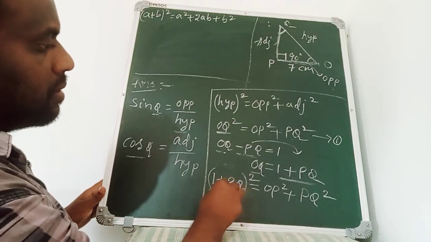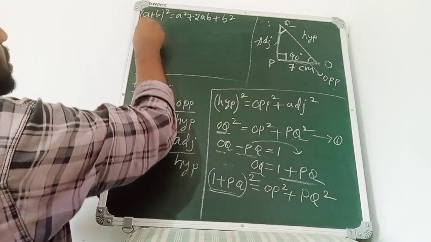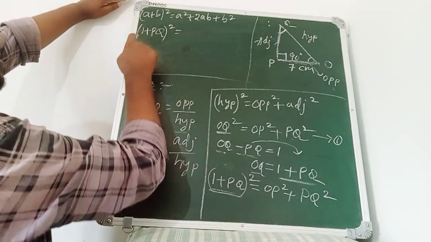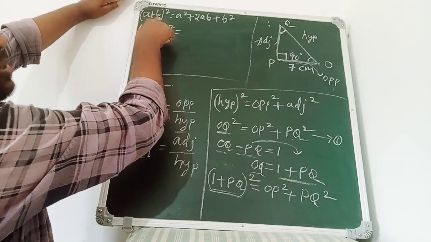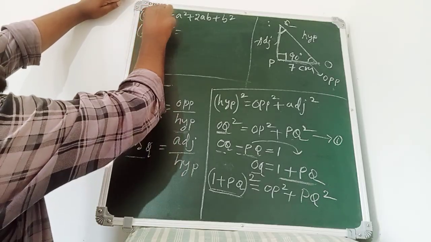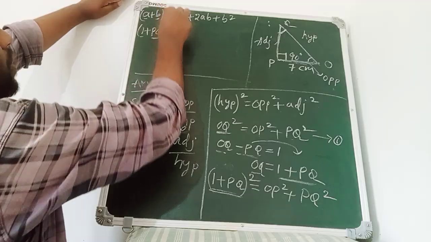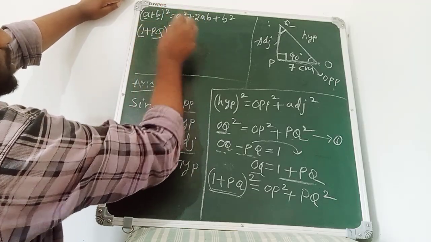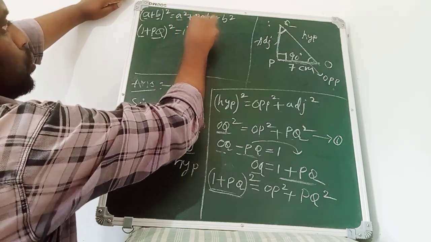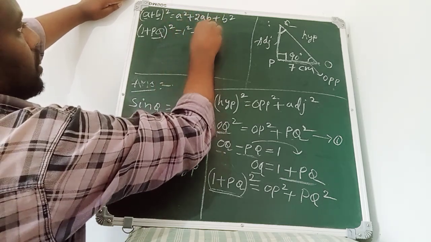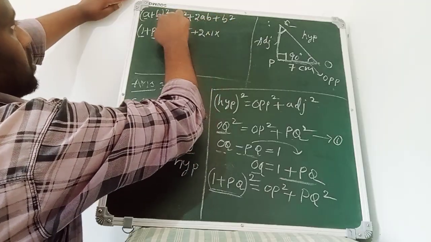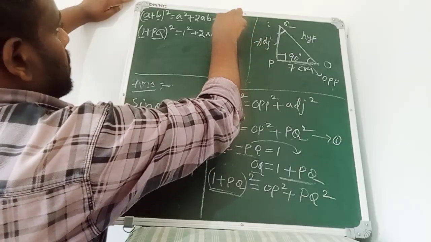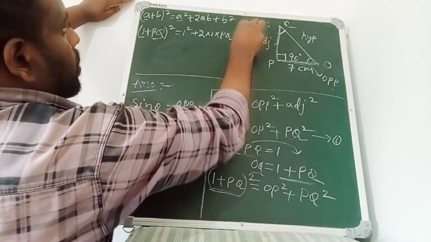So now I will write it here, (1 + PQ)². See, this is in the form of this (a + b)². In place of a we have 1, in place of b we have PQ. So according to this formula, a square, a means 1 square, plus 2 into a, which is 1, into b, which is PQ, plus b square, which is PQ square.